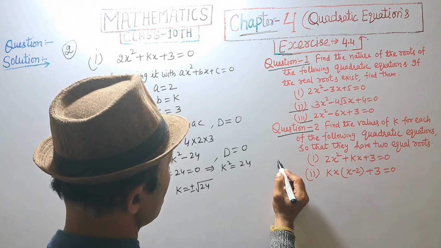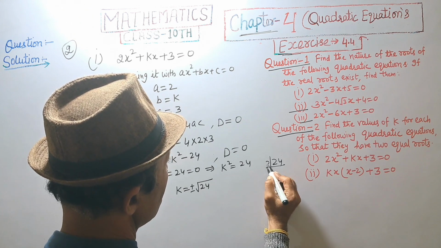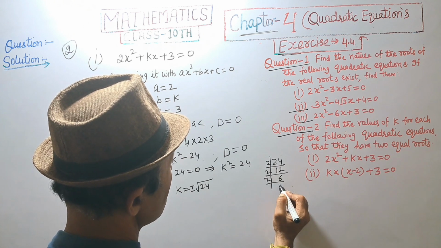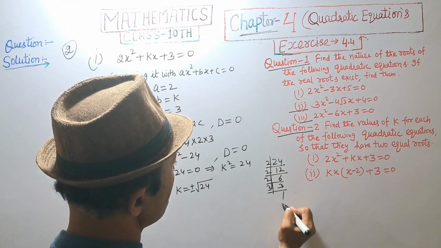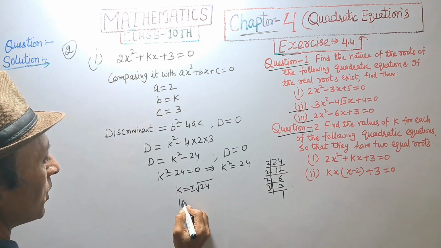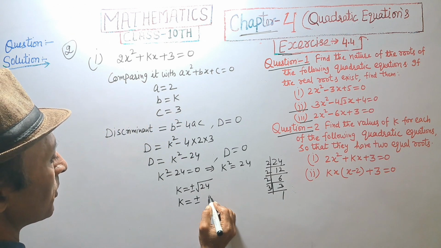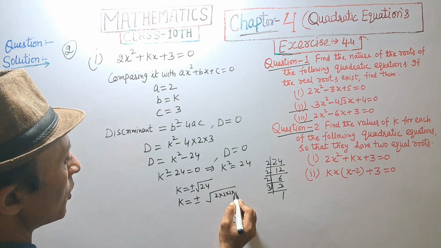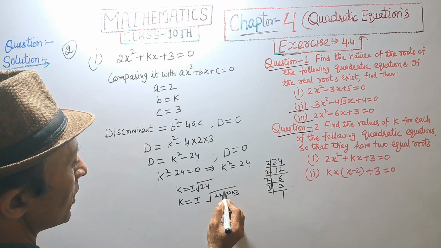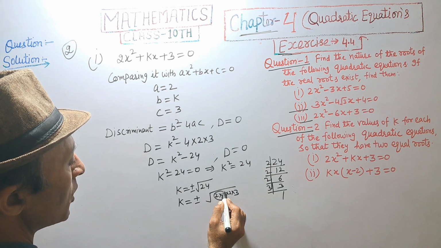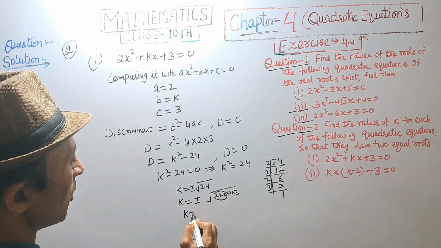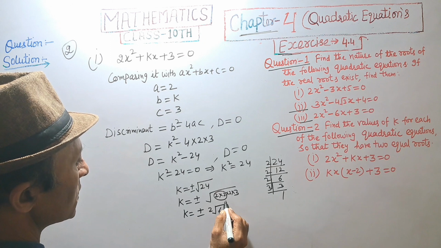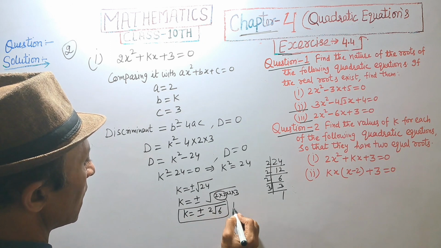Prime factorization of 24. We know that 2 twelves are 24, 2 sixes are 12, 2 threes are 6, and 3 ones are 3. k is equal to plus minus under root of 2 into 2 into 2 into 3. One pair of 2 is common in the root, and we get the value of k is equal to positive negative 2 root 6. Answer.